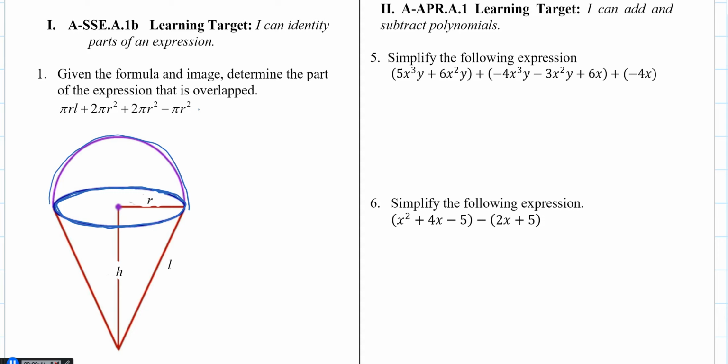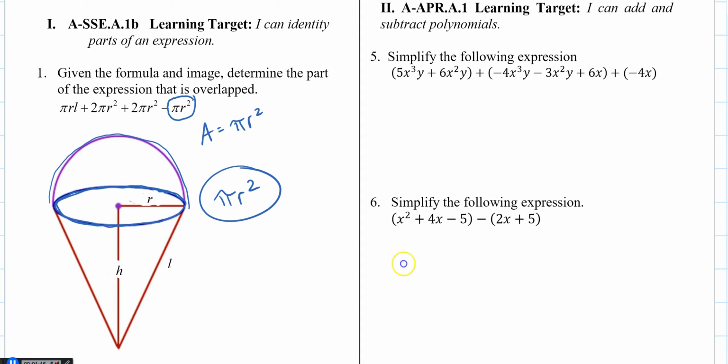If we take the volume of the sphere, or the area of the sphere, and then the area of the cone, we have to get rid of something. And we're getting rid of the area of one of those circles because there's two of them on top of each other. And the area of the circle is pi r squared. So if we look up at our formula, the thing that we are getting rid of is one of those pi r squared. So given the formula and image, the part of the expression that is overlapped is the pi r squared.